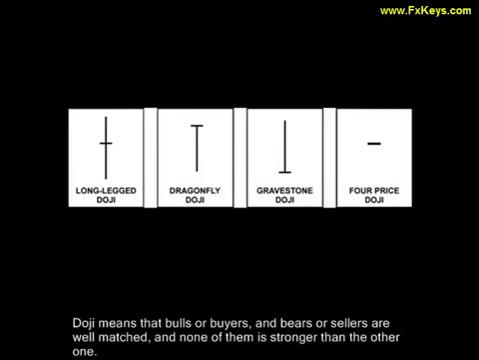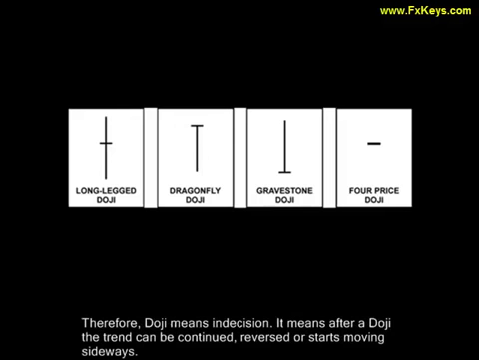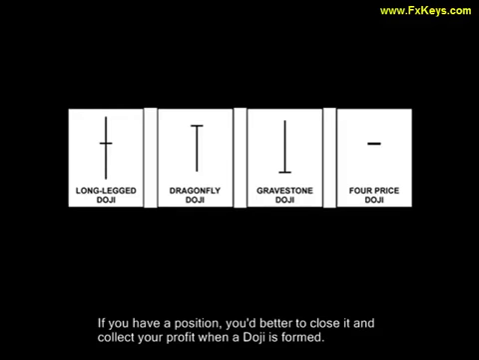Doji means that bulls or buyers, and bears or sellers are well matched, and none of them is stronger than the other one. Therefore, doji means indecision. It means, after a doji, the trend can be continued, reversed, or start moving sideways. If you have a position, you'd better close it and collect your profit when a doji is formed.